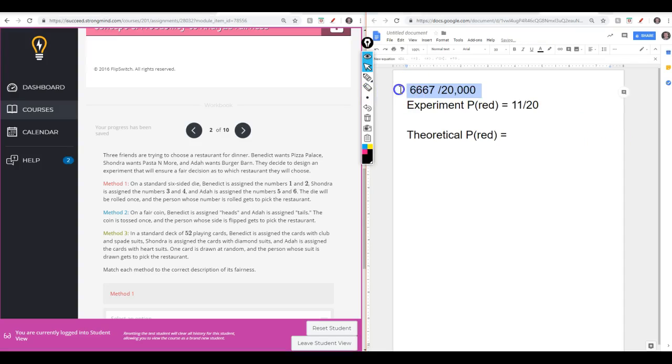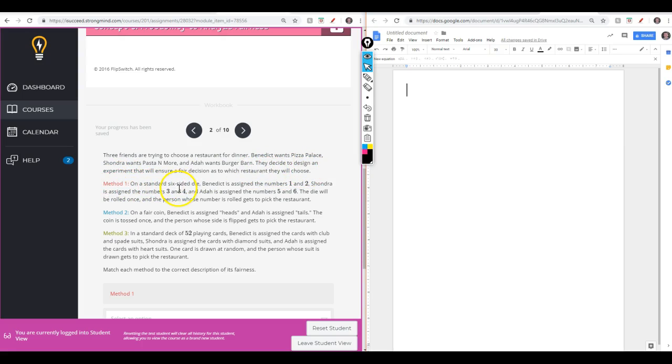So question 2, we have 3 friends who are trying to choose a restaurant for dinner. Benedict wants Pizza Palace, Chandra wants Pasta and More, Ada wants Burger Barn. They decide to design an experiment that will ensure a fair decision as to which restaurant they will choose.